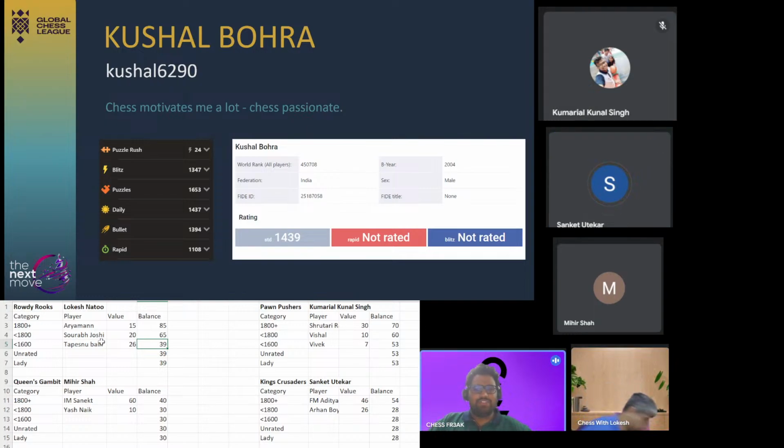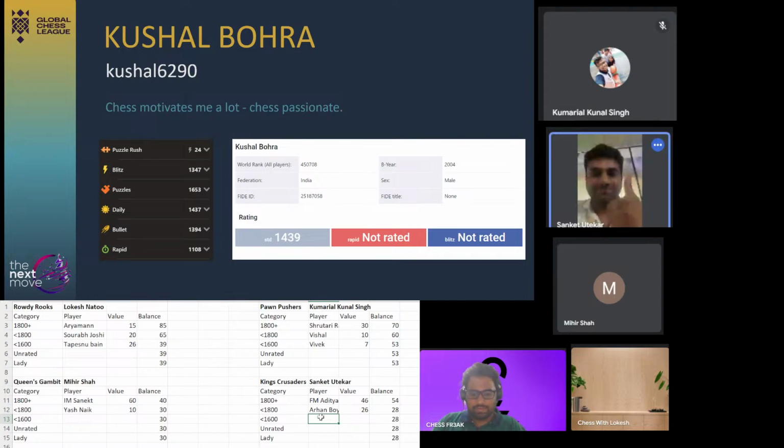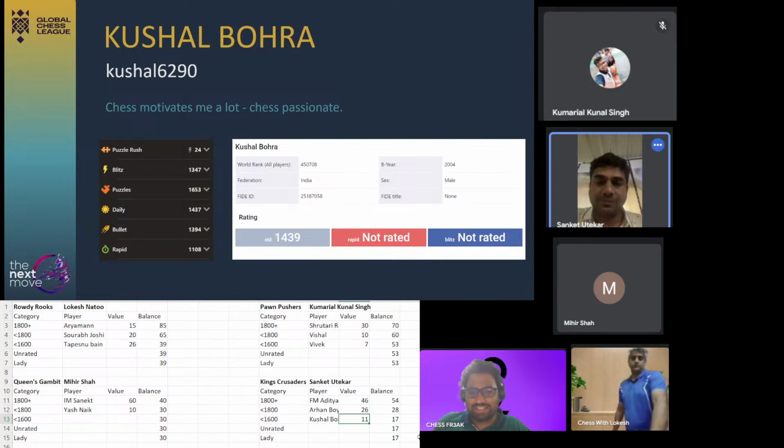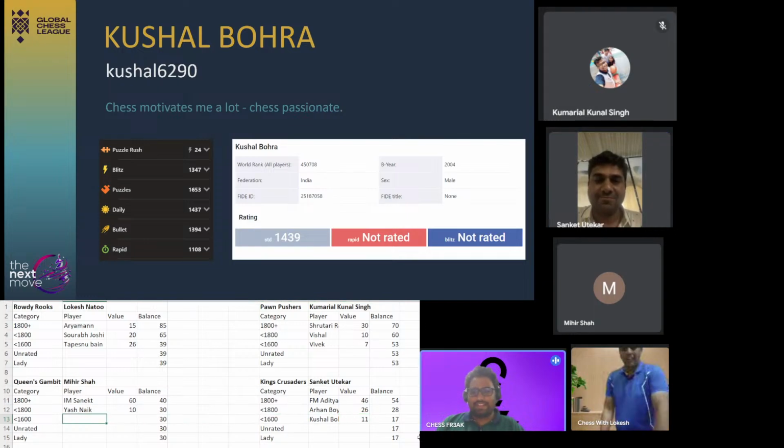And guys, I don't see any more bids. So I'm going to sell Kushal Bora to Sanket at 11 points. And Kushal is sold at 11 points. And Kushal joins FM Aditya Varun Gampa, Aram Void in this segment at 11 points. And Queen's Gambit, you get Shubham at the base value of 5 points.